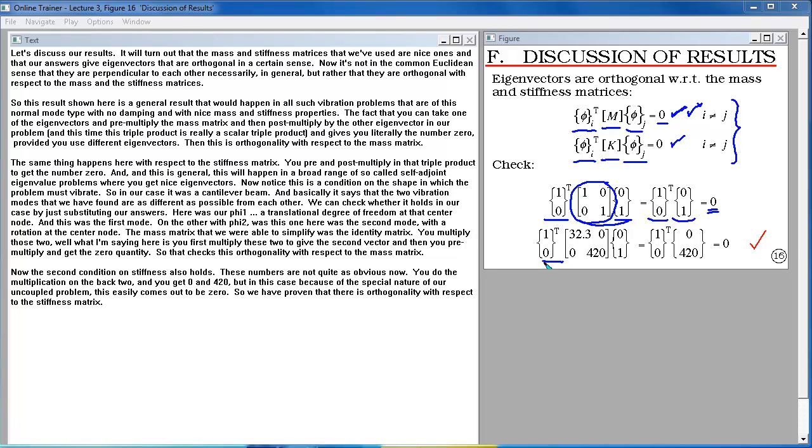Now the second condition on stiffness also holds. These numbers are not quite as obvious now. You do the multiplication on the back two, and you get 0 and 420. But in this case, because of the special nature of our uncoupled problem, this easily comes out to be 0. So we have proven that there is orthogonality with respect to the stiffness matrix.